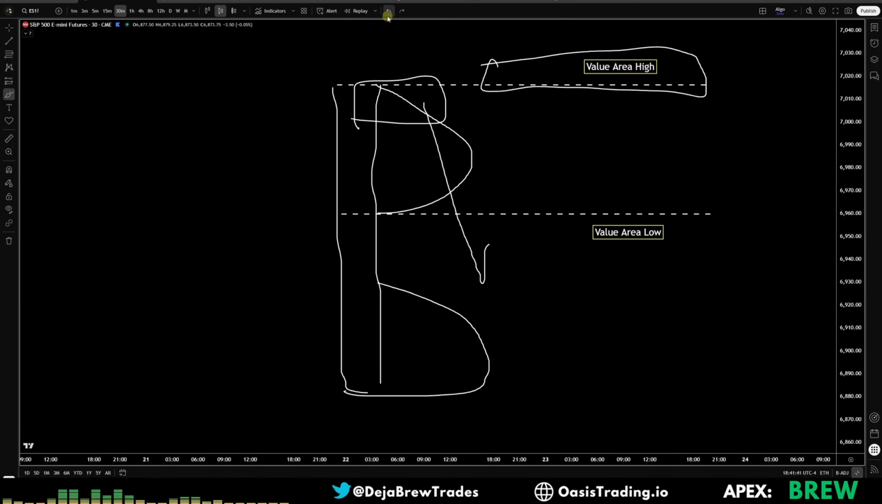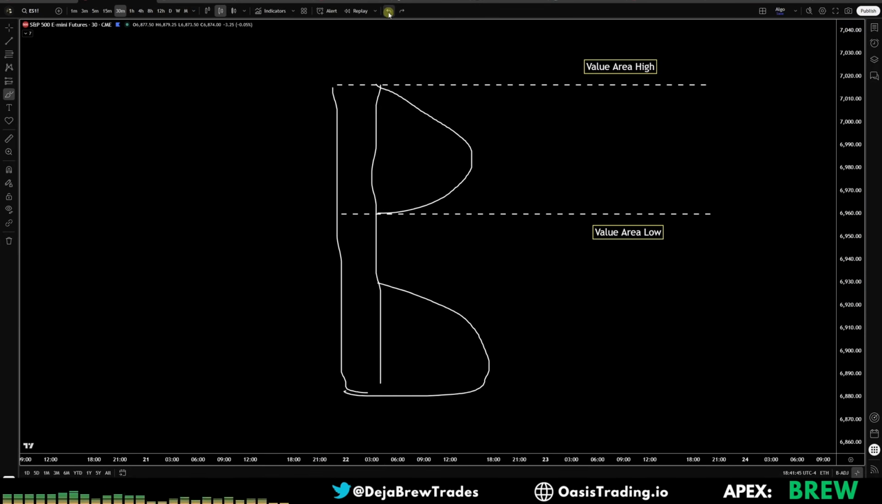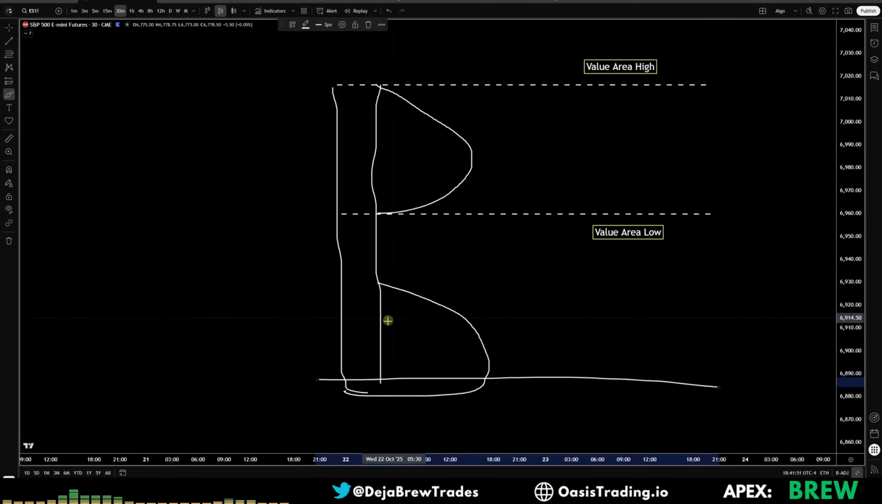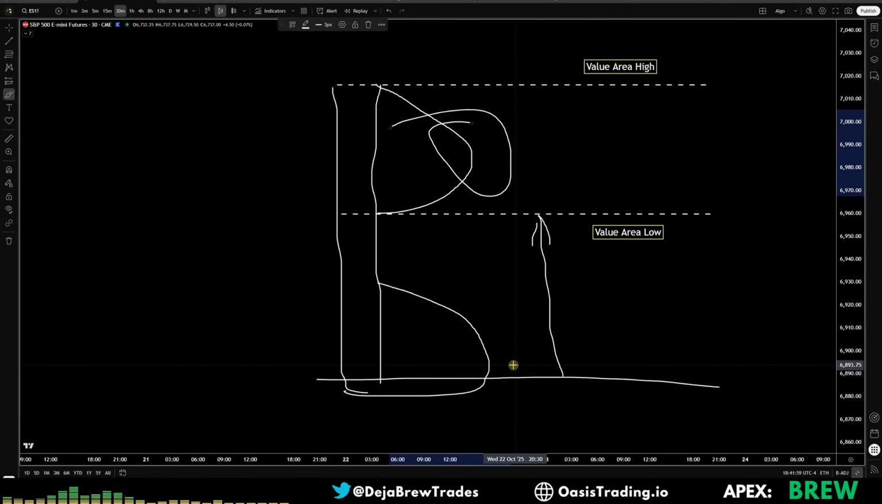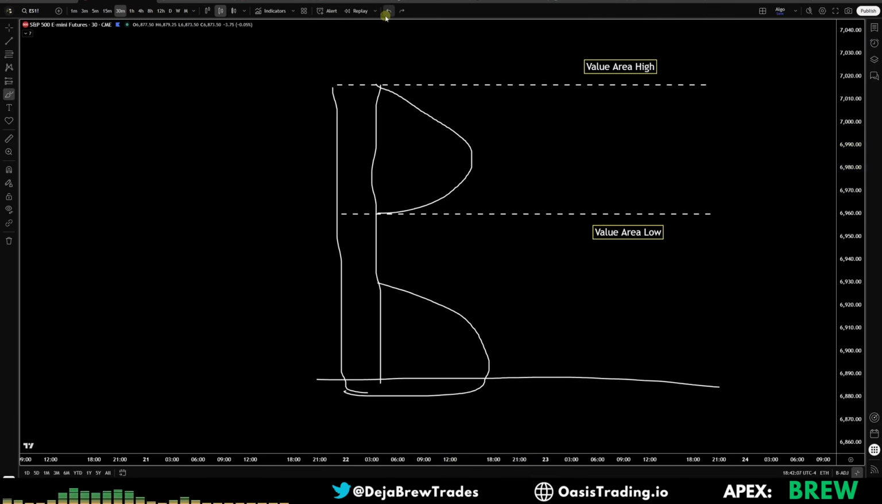Single prints are not a very good entry. They're typically a better target. But that's one way you could trade these capital Bs. So you could trade the extremes of the nodes looking for that LVN as a magnet, kind of pulling price back into us, right? It has to go through the LVN to get to the other high volume node, right? So they're kind of acting like a magnet. Or you could trade them like a single print fill-in.